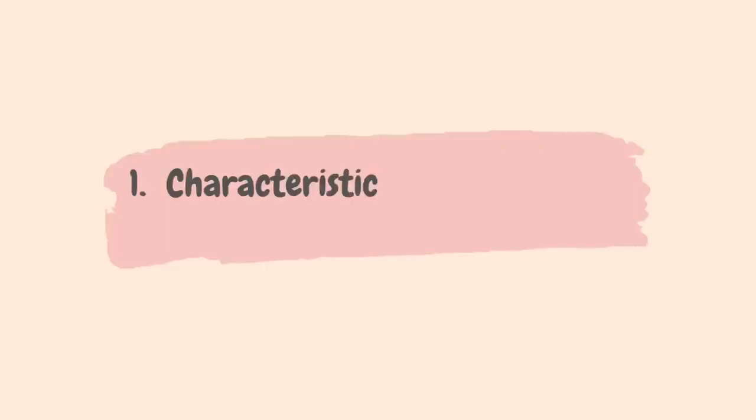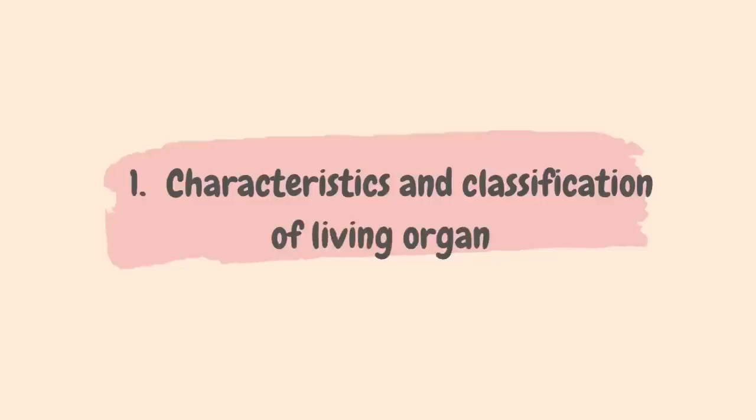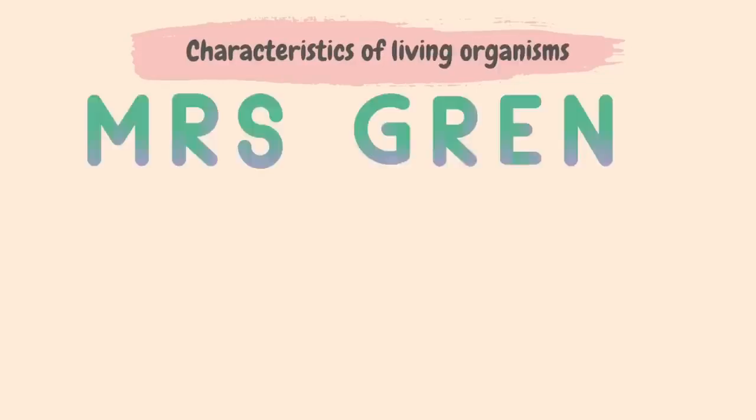This video summarizes Topic 1, Characteristics and Classification of Living Organisms. Biology is the study of living things, which are often called organisms. There are 7 characteristics that an organism must have in order to be recognized as a living thing. Mrs. Gren is going to help us with this. Mrs. Gren is a mnemonic that may help us remember the 7 characteristics of living things.